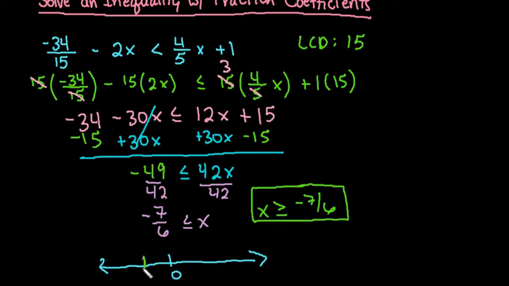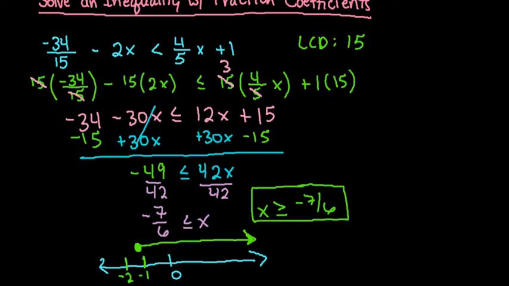So negative 7/6 would be a little bit past negative 1. And we would fill it in. You just approximate where it is because it's really negative 1 and 1/6. And so we're looking for all values that are greater than or equal to that. So for our solution set, 0 is the easiest one to check.